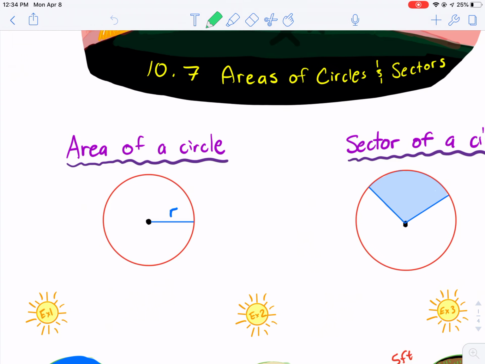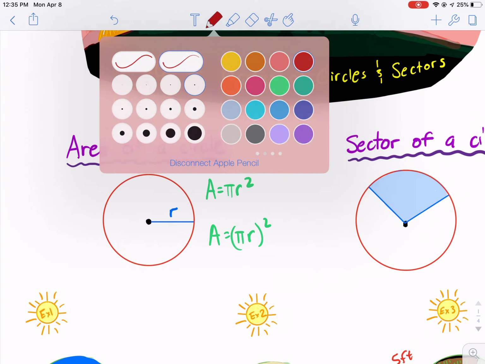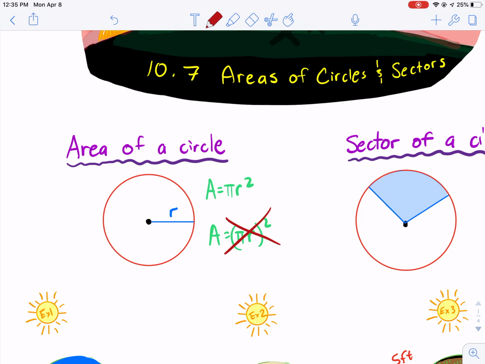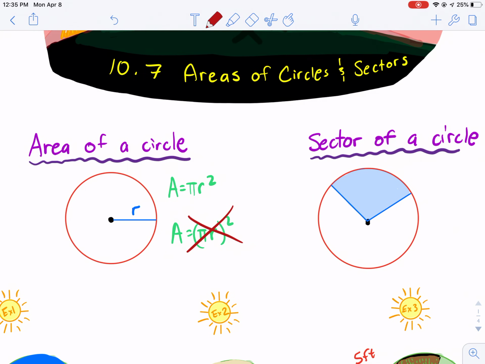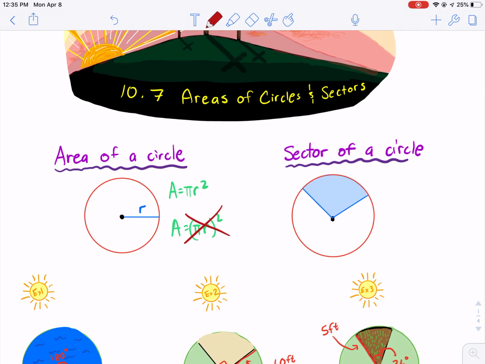Okay, so we need a quick refresher on area. Area for a circle is pi r squared. A common mistake I see is people do pi times r, and then they square that whole thing. That is so wrong. Don't even think about doing that. Instead, make sure you square r first and then multiply by pi when you're done. And if you just leave it in terms of pi, you'll be set.